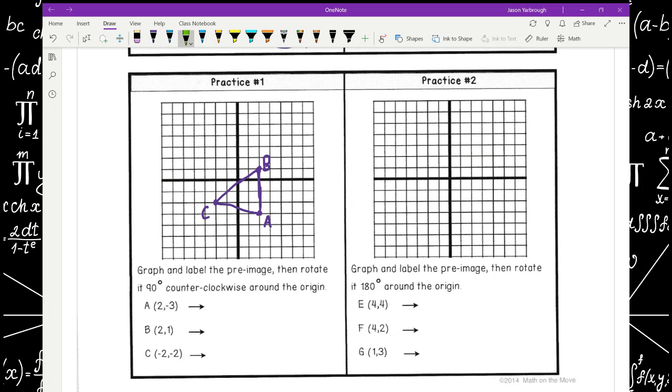Now, 90 degrees. Okay, so that means it's odd, so we switch the numbers around. A prime, B prime, and C prime. A moves 3 to the front, 2 to the back. And then B prime, 1 to the front, 2 to the back. And then C prime, 2 to the front, 2 to the back.